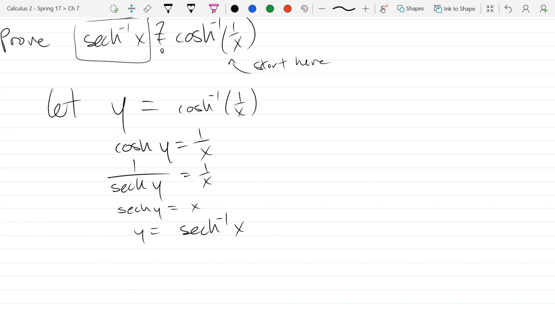We can erase there. We arrived at our destination. What is y? Y started out as cosine hyperbolic inverse of 1 over x. So that is y right there. So that's what we're trying to show right there. So we had to basically invert the function, use properties, and then uninvert or reinvert. Yeah, if you invert twice, you're back to where you started. So you could either say uninvert or reinvert.